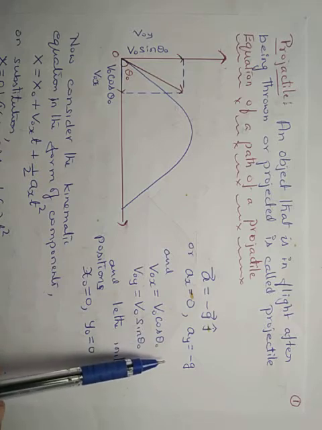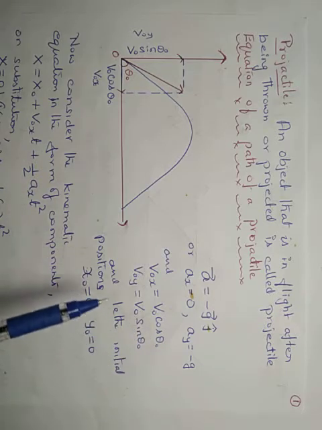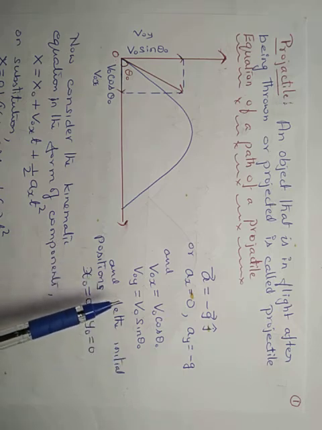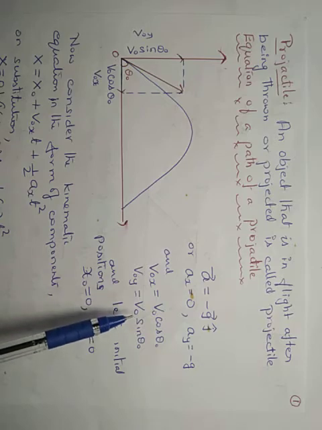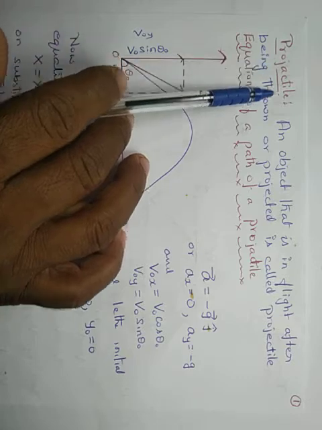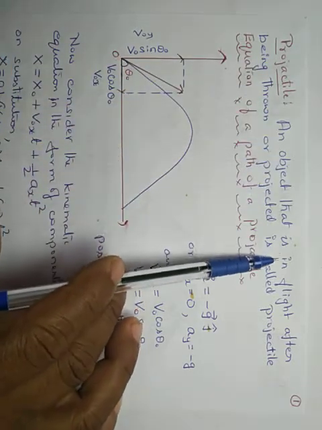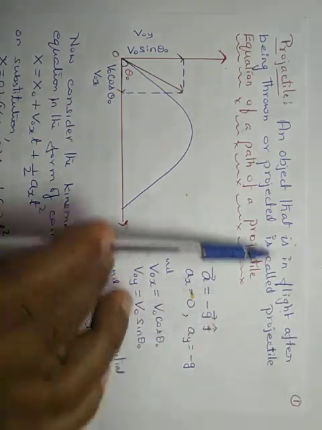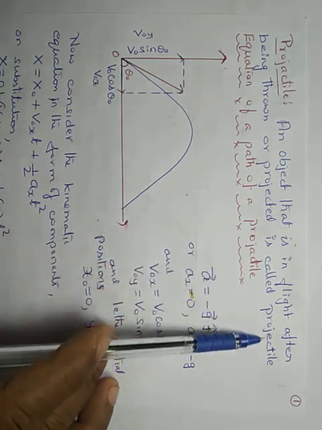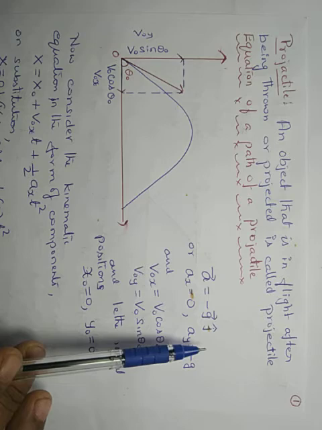If you throw any stone or any ball, after throwing it is in motion, so that object is called a projectile and that motion is called projectile motion. So you should learn this definition. What is a projectile? An object that is in flight after being thrown or projected is called a projectile.